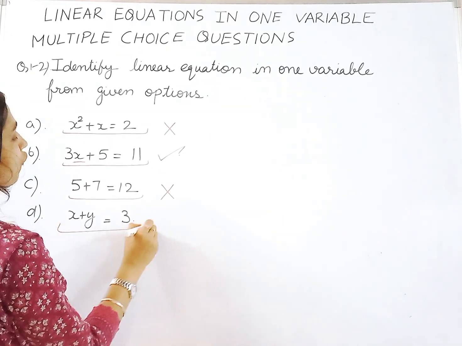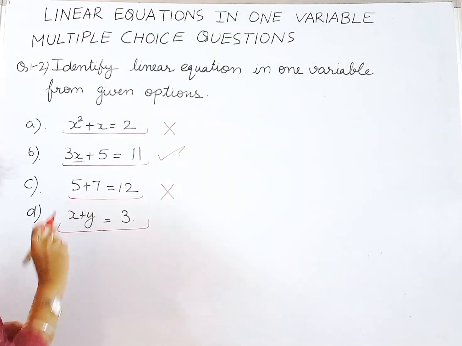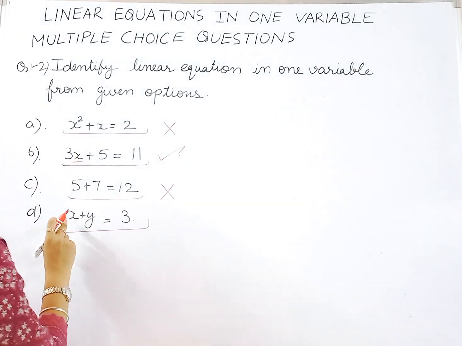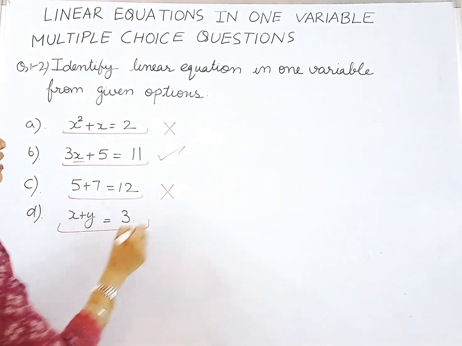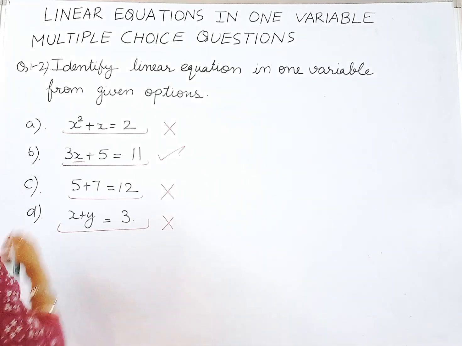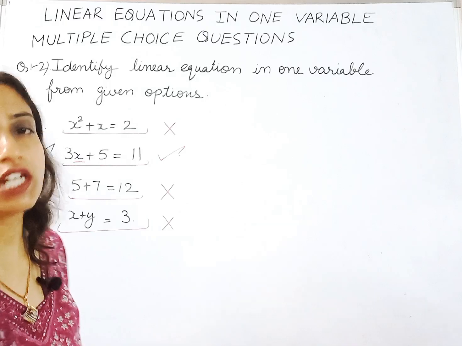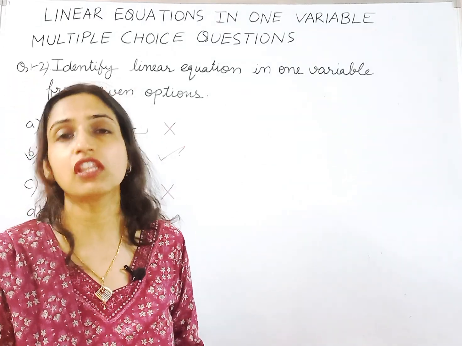And in the fourth equation, there are two variables, x and y. Although their power is 1, there are two variable terms. So this is not a linear equation with one variable. So our answer is option number B: 3x plus 5 is equal to 11 is a linear equation with one variable.